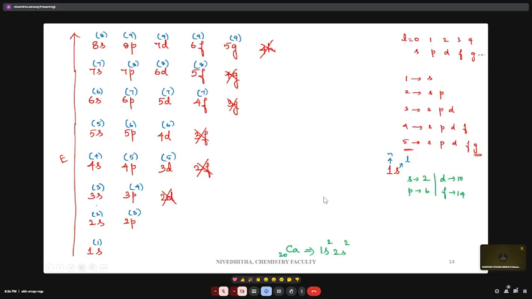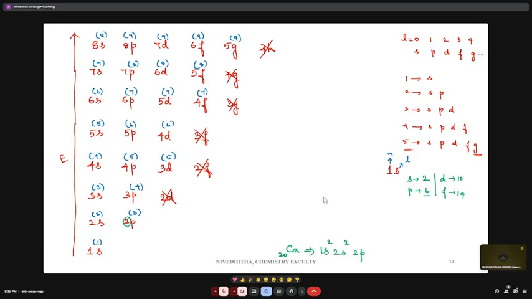Among 2p and 3s, both orbitals have the same n plus l value. But among both orbitals, which has lower energy? No, no. If the n plus l value is less, then that is considered the lower one. So among 2p and 3s, which has the lower principal quantum number? 2p. Okay. So after 2s, we have to fill 2p, because though the n plus l values are the same, the principal quantum number is less for the 2p orbital.